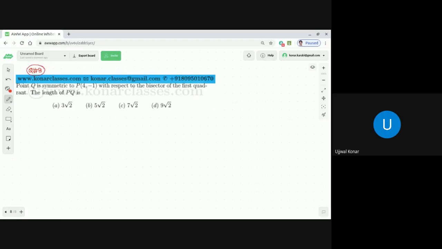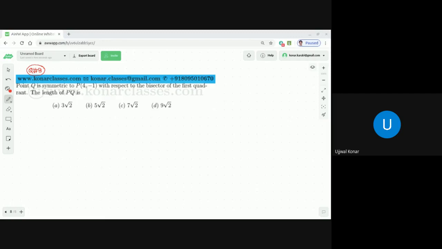Question number 8 says that the point Q is symmetric to the point P whose coordinate is given as (4, minus 1), with respect to the bisector of the first quadrant. The point Q is symmetric to the point (4, minus 1) with respect to the bisector of the first quadrant. Now we need to find the length of PQ.